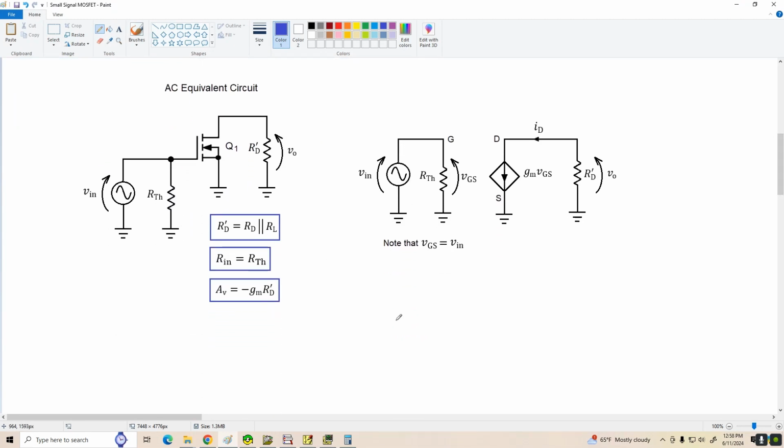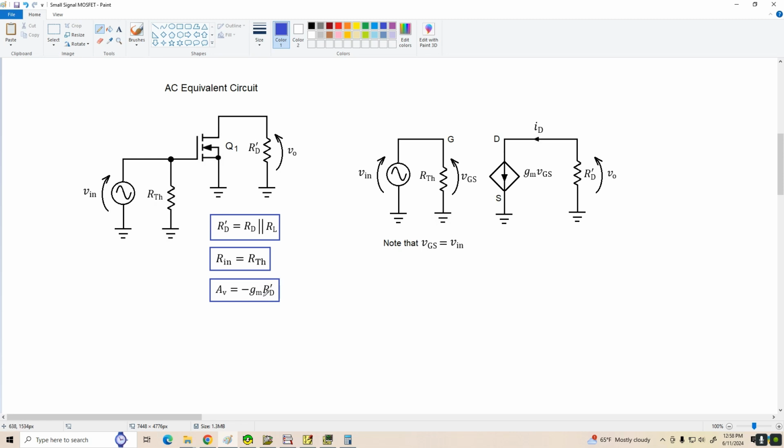All right, it's a relatively straightforward circuit. We've fully bypassed the source to ground, so what we've got is our equivalent drain resistance. R'(D) is the drain resistor in parallel with RL. The input resistance is the Thevenin resistance, RTH. And our voltage gain is negative GM times R'(D).